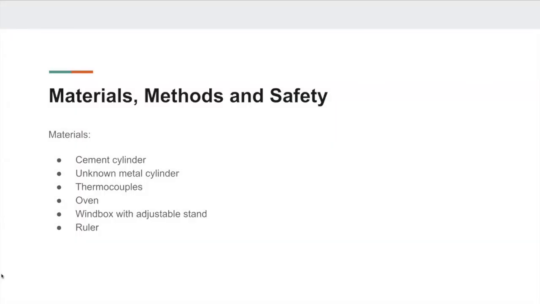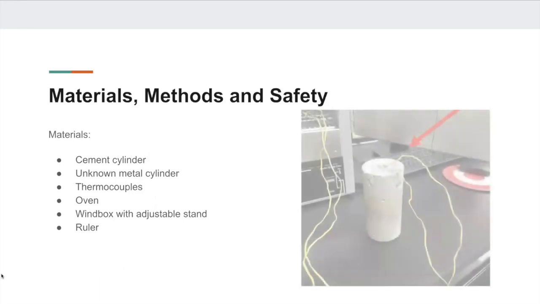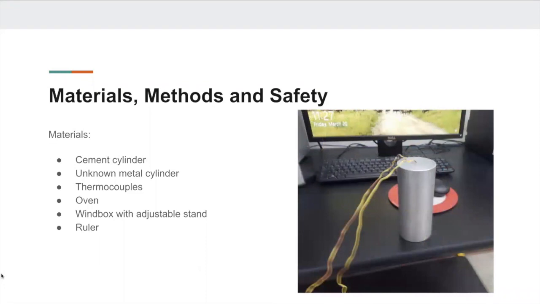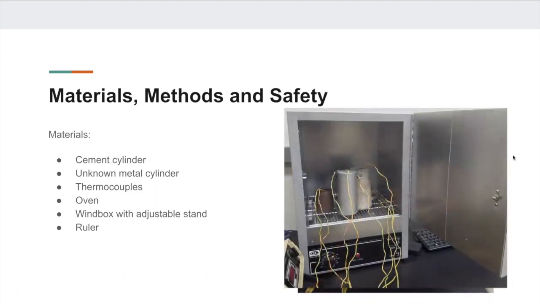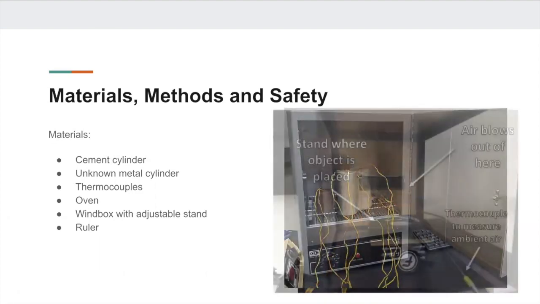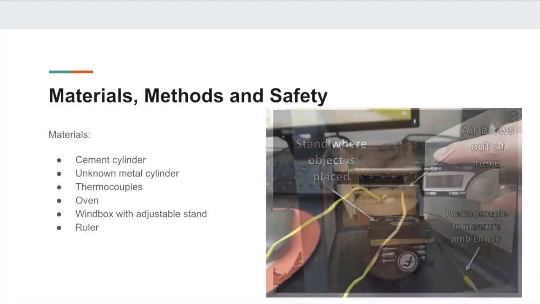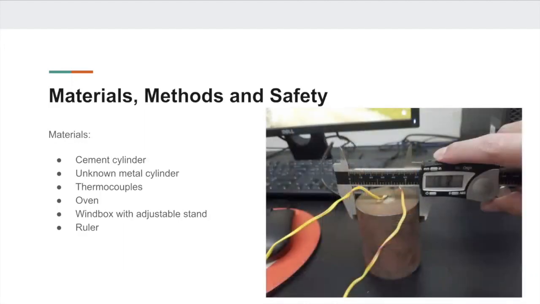So for materials, methods, and safety, to start with our materials, we used a cement cylinder, an unknown metal cylinder with thermocouples inserted at the middle and at the edge, an oven to heat the objects to the desired temperature, a wind box consisting of an air blower, a stand, and a thermocouple to measure the ambient air, as well as a ruler to measure the diameter of the cylinders.